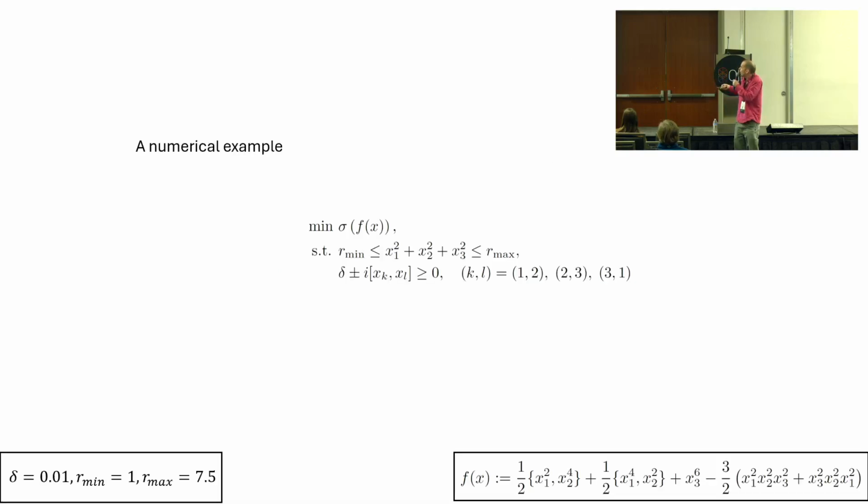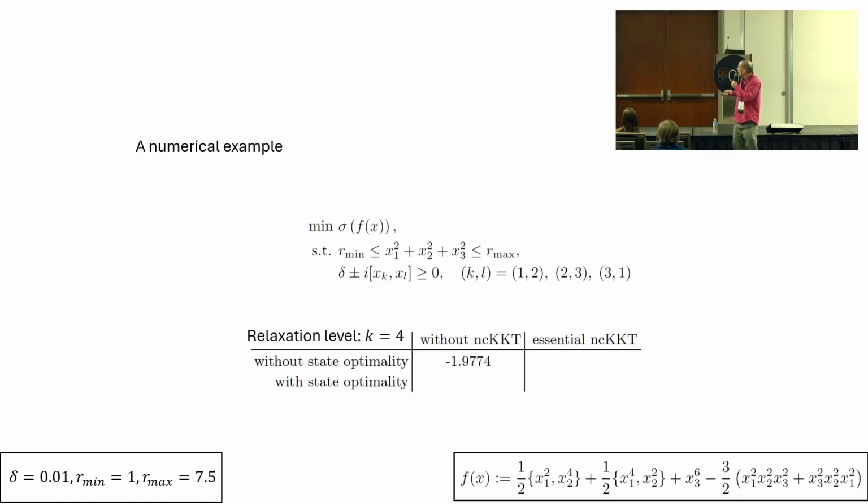Okay, so let's see how these things work. I took this completely ridiculous problem, okay? This problem is Archimedean because of this constraint here. And if you try to solve it, or approximate it, using an SDP relaxation at level 4, you get this value, this lower bound. If you enforce state optimality, you get something slightly better. If you enforce essential NCKKT, which you can, because this problem is Archimedean, you get something slightly better. And if you put both of them, then you get something reasonably better than the previous estimate.